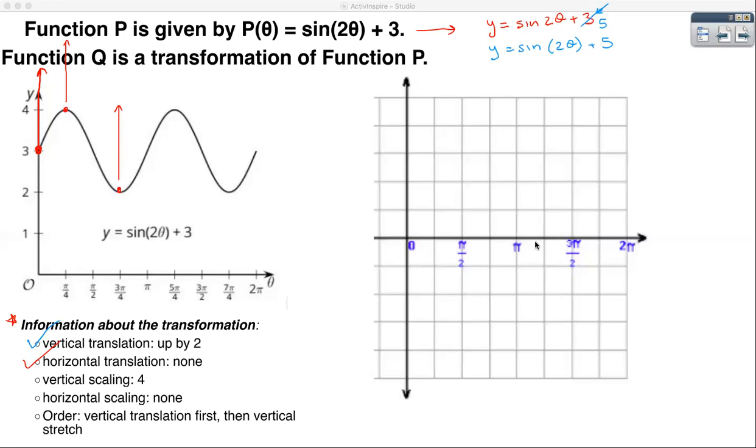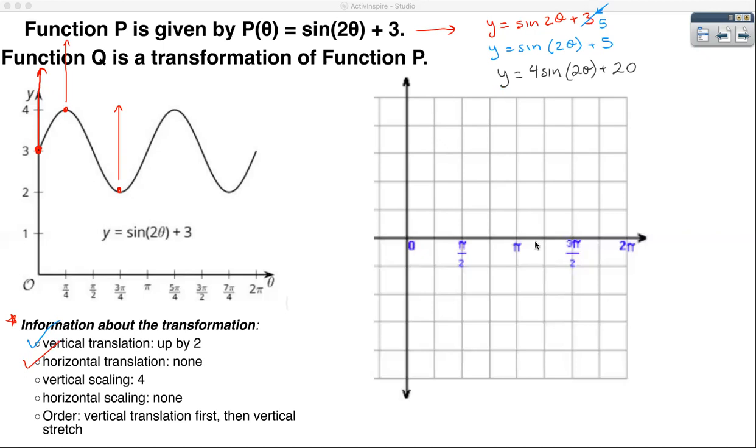So what does that mean? Well, basically, it's going to be multiplying my sine 2 theta by 4 as well as my 5, right? Everything in that output needs to be multiplied by 4. So my new equation is now going to become y is equal to 4 sine 2 theta plus 20. Again, because of the vertical stretch by 4, everything in my equation had to be multiplied by 4.